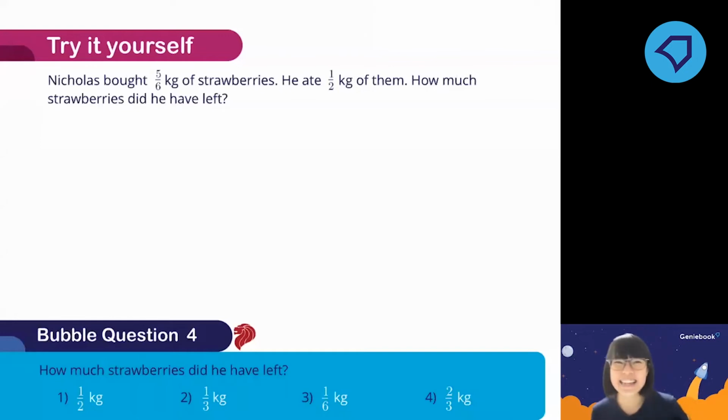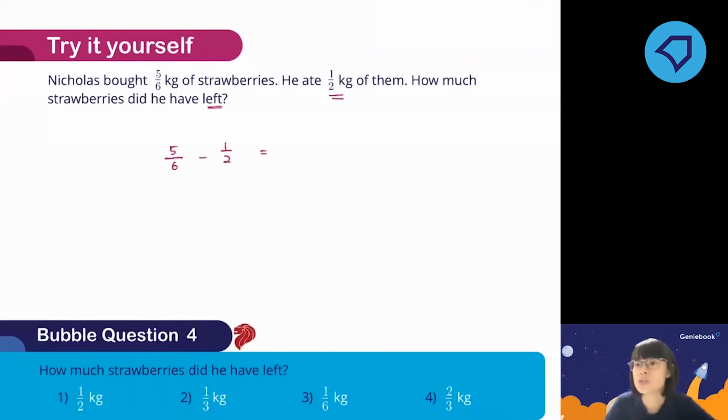So I think a lot of you got the answer already. I'm going to help you, okay? For those of you who are still not very sure with fractions, I'm going to help you with this question, and then the next one you're going to try by yourself, okay? You want to find the mass of the strawberries he had left. At first, he had 5 over 6 kg. He's going to eat half of it. So we are going to minus half of it.